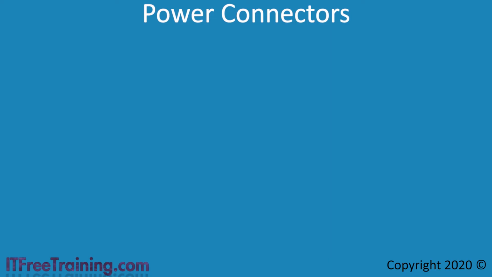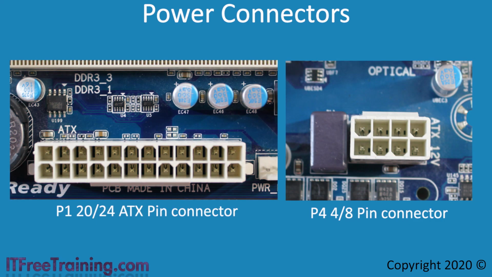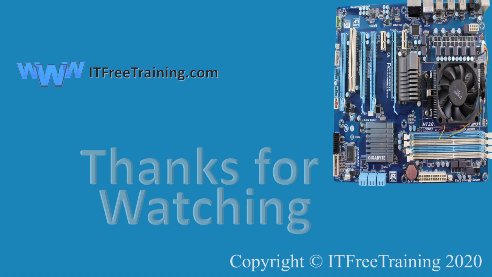The last connector I will look at is the power connector. Your motherboard will have one or two of these connectors. Older motherboards will only have the P1 connector, which is 20 or 24 pins in size. Newer motherboards will also have a P4 connector. This will either have 4 pins or 8 pins. Like everything else, it is keyed, so you won't be able to plug it in the wrong way. This covers the basic parts of a motherboard.